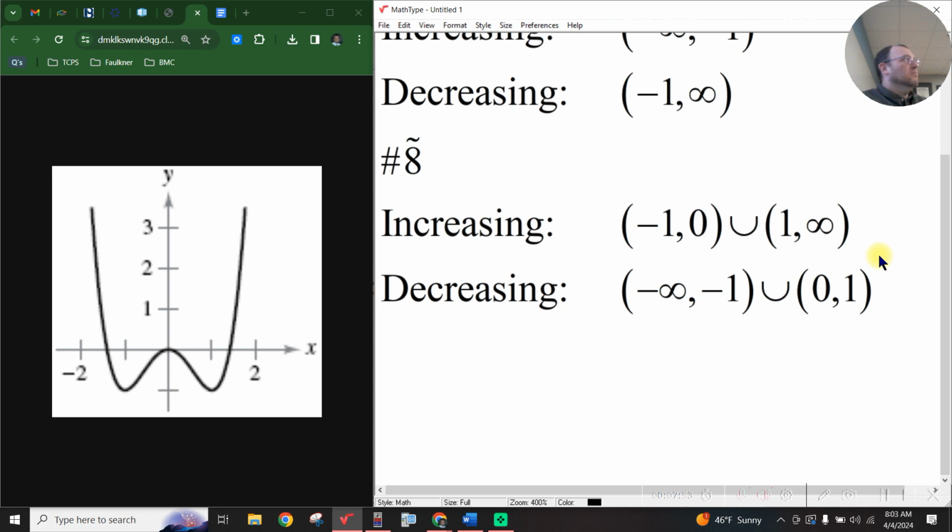Basically, with any typical function, there will never be a use for a bracket, because if it's going from decreasing to increasing, it's got to hit zero, which means we're never going to include the point. However, I can come up with a graph where we would include the point. Let me show you an example.